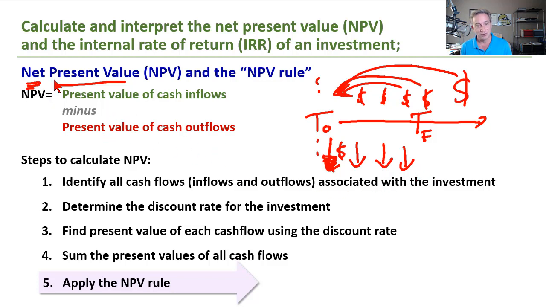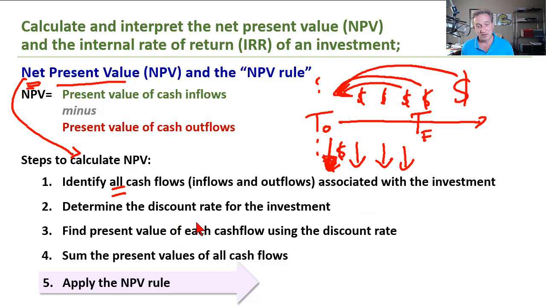So those are the two ideas that go into that NPV term, at least from my perspective. And then we have the steps here. Identify all the cash flows, all, right? What I'm saying is that all is consistent with the term net, associated with the investment.